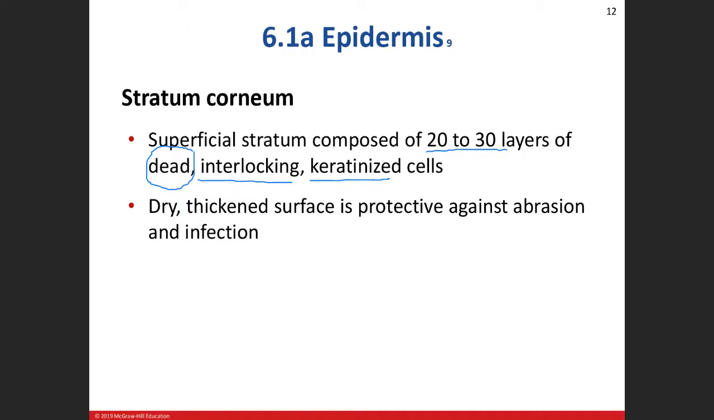So in this case, this layer here is going to protect us against abrasion, brushing, and infection. You've got bacteria living all over your skin right now. It's trying to find a way in. Cut yourself, that's a perfect way in. But it's trying. It's not going to stop. But the fact that you have these cells that are dead and tightly packed with one another because they're interlocking helps to decrease your chances of infection.